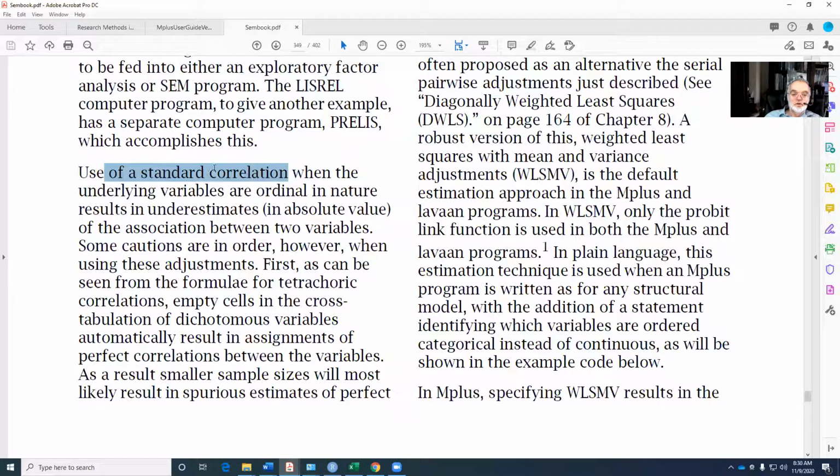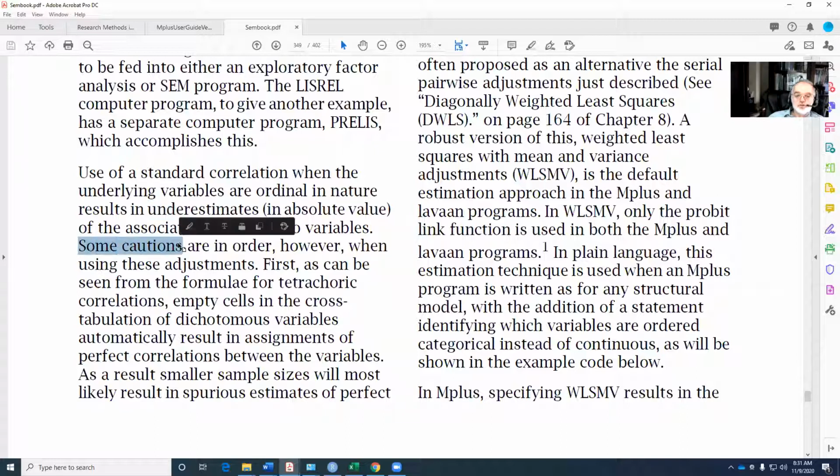Now, let's talk a little bit about what goes on when people do analyses. Sometimes you'll find researchers, maybe your advisor, who says, well, what I'm going to do is I'm just going to take the correlation matrix and stuff that into the factor analysis program, because I don't want to do all these fancy pairwise adjustments. And that's going to underestimate the association between two variables. So, this is an argument for using this software to produce a correlation matrix that does take into the categorical nature of the data.